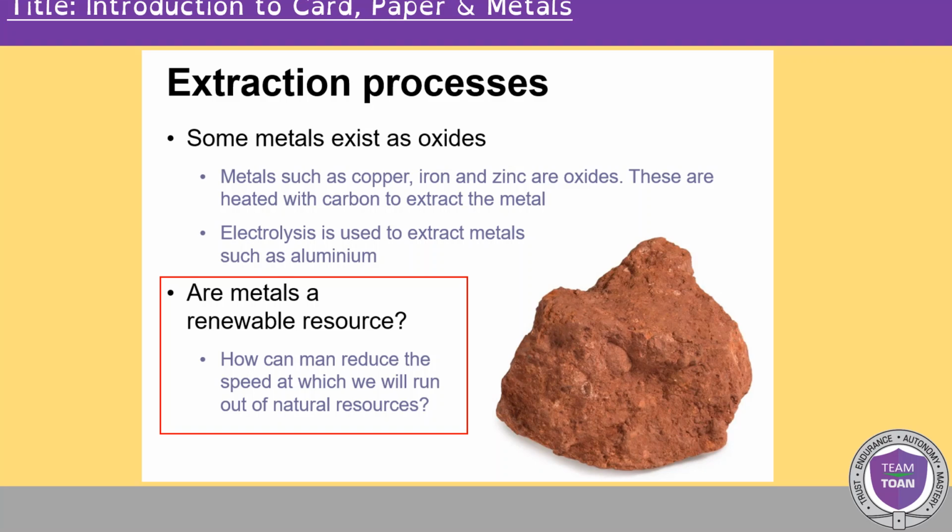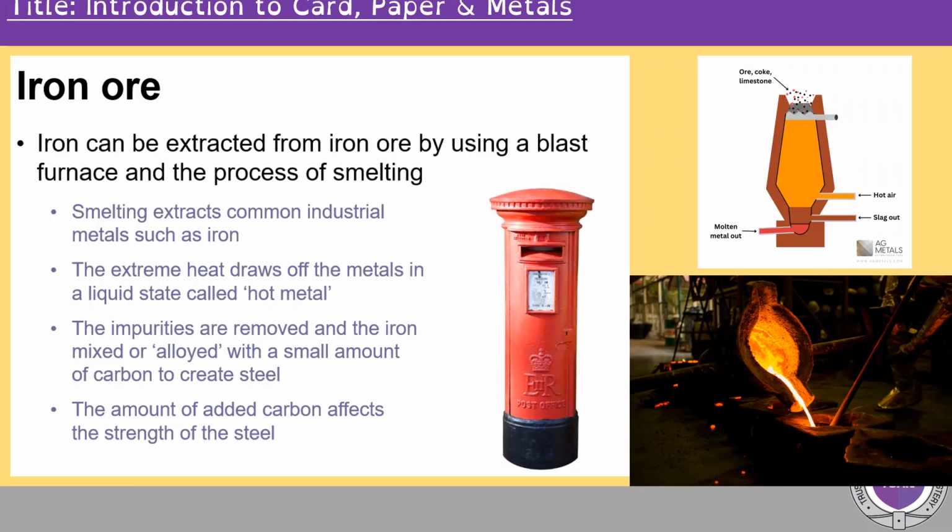So are metals a renewable resource? They are. It is something that we can recycle and reuse. How can man reduce the speed at which we will run out of natural resources? Iron ore. Iron can be extracted from iron ore by using a blast furnace. We spoke about this earlier. And the process of smelting.